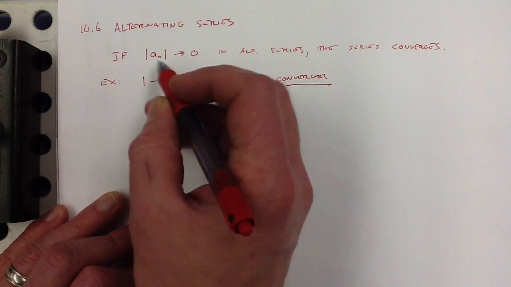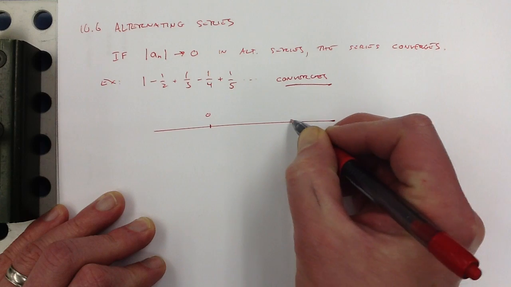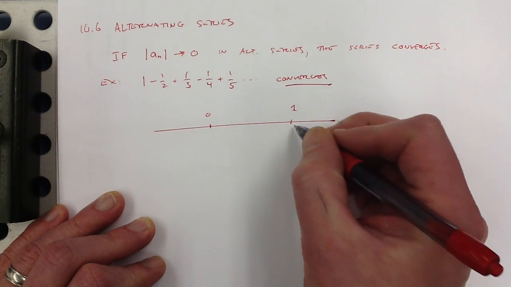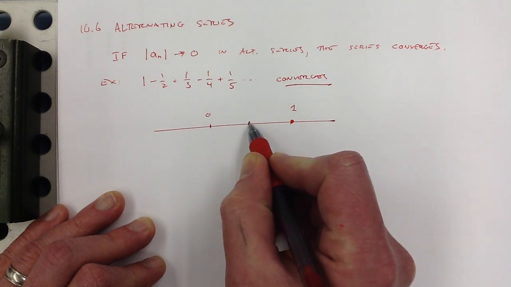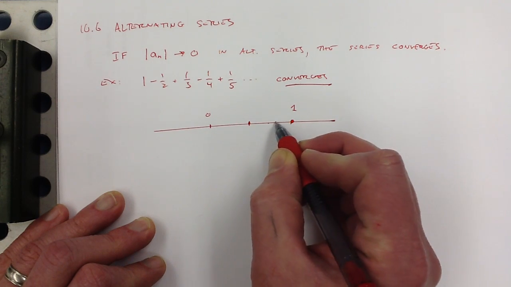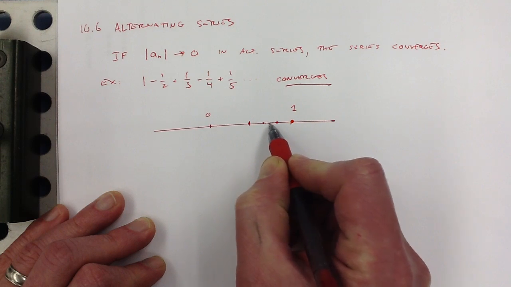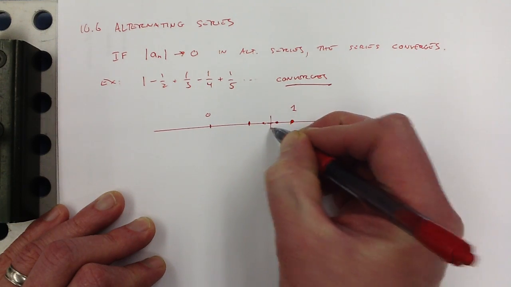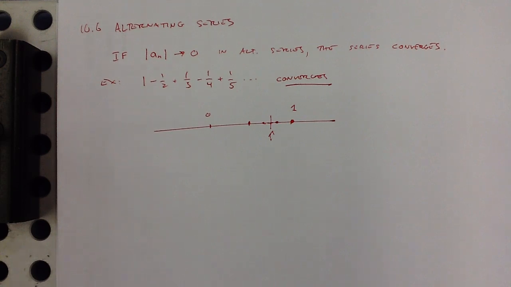Let's think about why this statement's true. If we start out, think about a number line, here's 0 and here's 1. So our series starts off with 1, right? When we just take one term, it's 1. And then we're subtracting 1/2. That brings me to here. Then I'm adding 1/3, which would bring me to about here or so. Right, and then I'm subtracting 1/4, and the amount that I'm adding and subtracting keeps getting smaller, so I'm bouncing back and forth, always getting closer and closer to something. And that something is what the series is converging to.